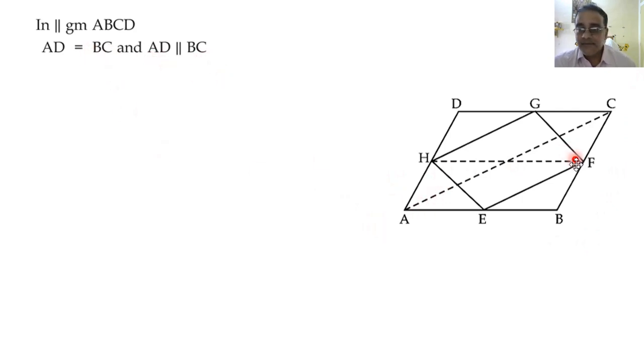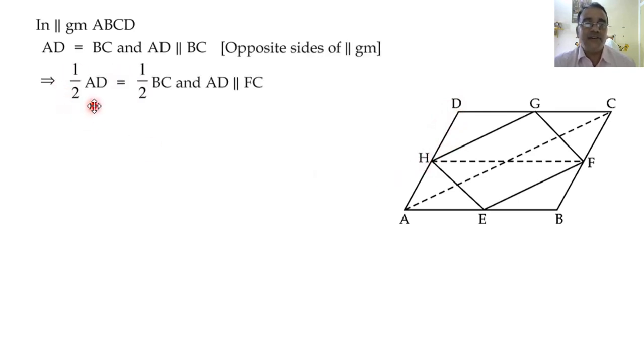And look at BC carefully. In BC, FC is a part of BC. So in place of BC we can write FC. And similarly HD is a part of AD. In place of AD we can write HD. So this will imply half of AD is equal to half of BC and AD parallel to FC. In place of AD you can write directly here HD.